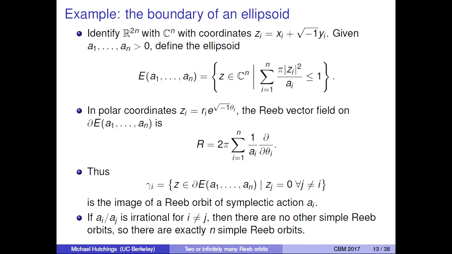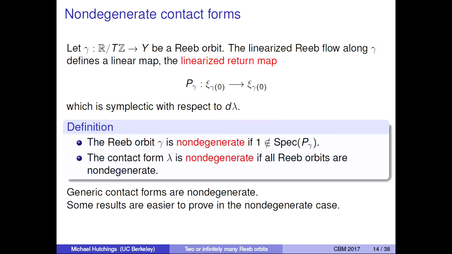If two of the components are non-zero, and the ratios between these numbers ai are irrational, then you can never come back to where you started. So if these ai over aj are irrational, that gives you an example with exactly n simple Reeb orbits. So the conjecture in the previous slide is sharp. Now, to state more theorems, I need to make one more definition, of a non-degenerate contact form.